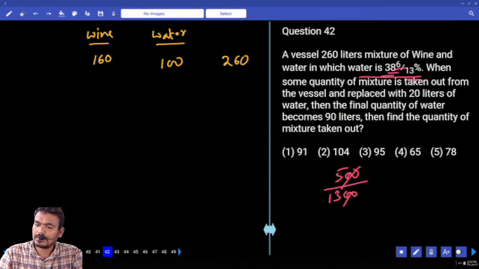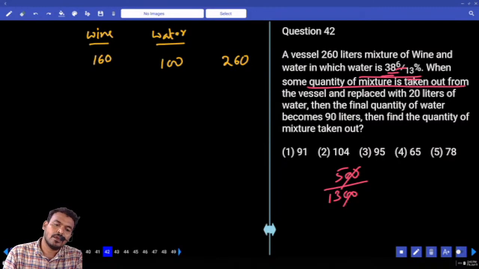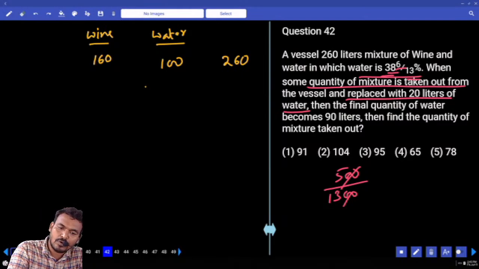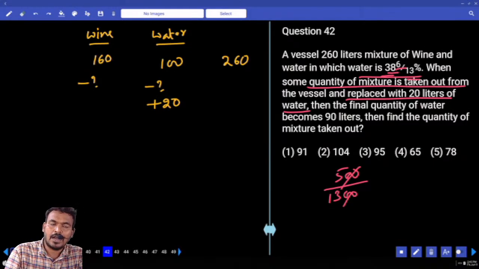What is the next point? Some quantity of mixture is taken out. In that some quantity, wine and water or only water? Wine and water. And it is replaced with 20 liters of water. Some quantity of wine and water are taken, again 20 liters of water is added. After adding the 20 liters of water, the water becomes how many liters?